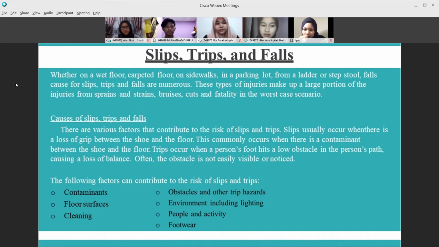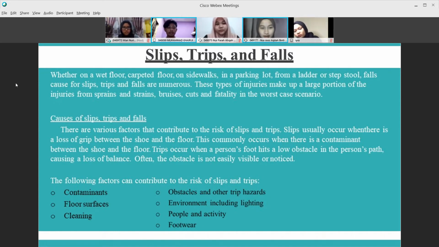There are various factors that contribute to the risk of slips and trips. Slips usually occur when there is a loss of grip between the shoe and the floor. Trips occur when the foot hits a low obstacle in the person's path, causing a loss of balance. Often, the obstacle is not easily visible or noticed.